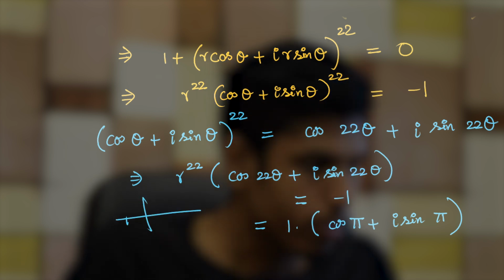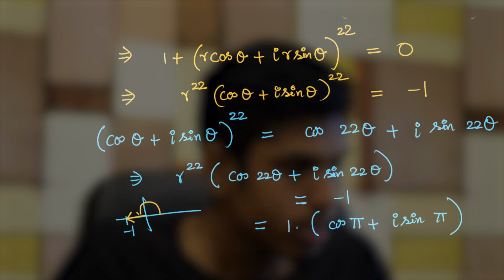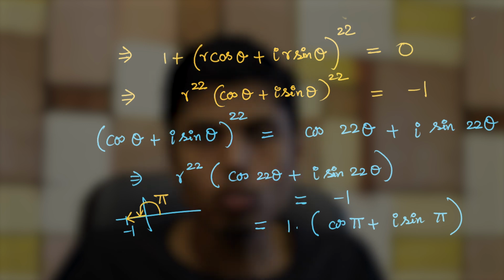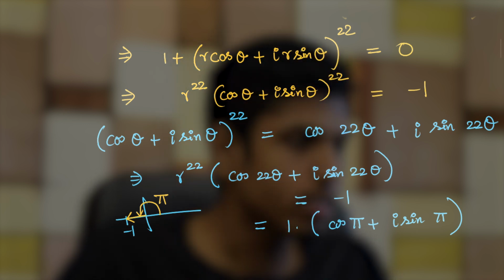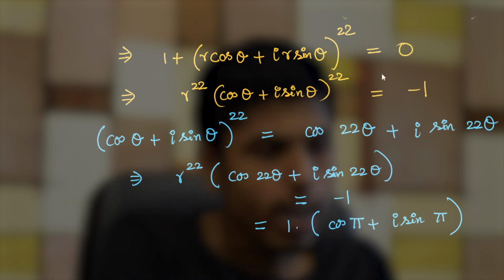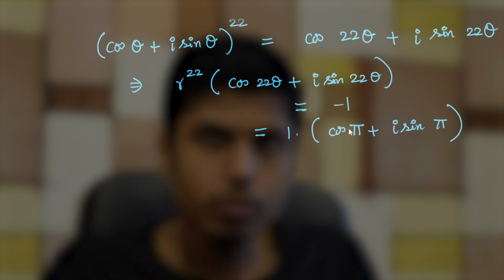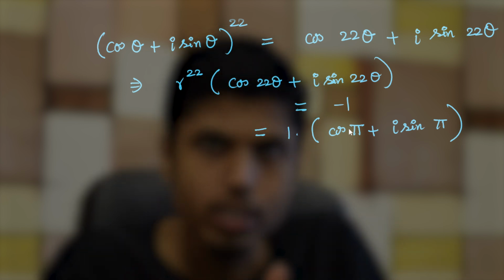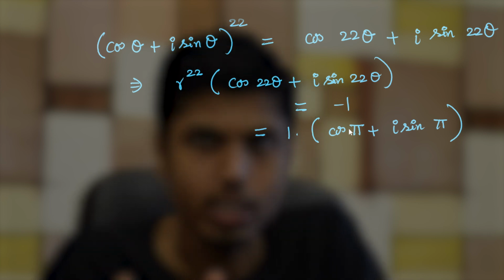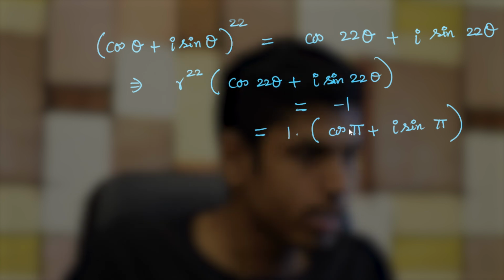So if you have the number -1 in the complex plane, then think about the vector that points to the point (-1, 0), and this precisely makes an angle of pi or 180 degrees. This representation is known as the trigonometric form that we mentioned earlier. Now we know that every complex number has a unique trigonometric form. That means if two complex numbers are the same, then their modulus is the same and their angle made with the positive x-axis is also the same. Thus we get r^22 equals 1.